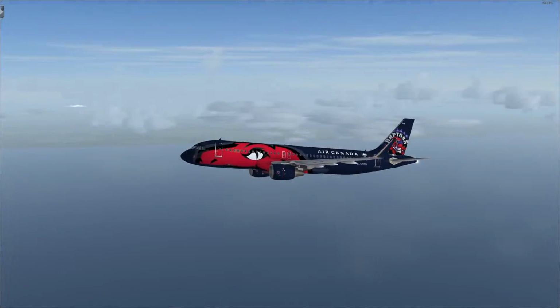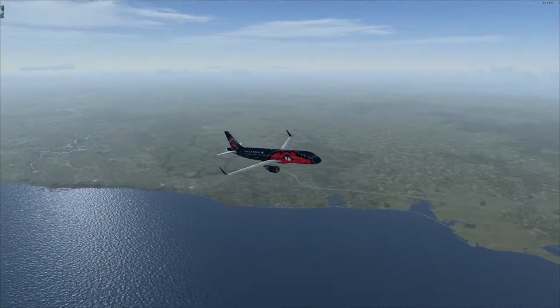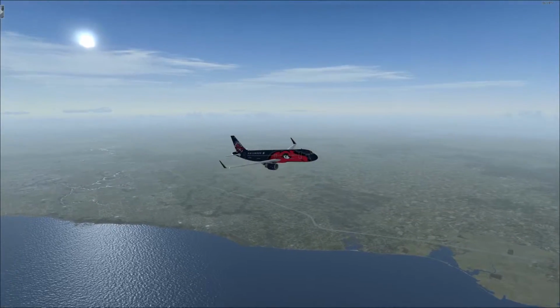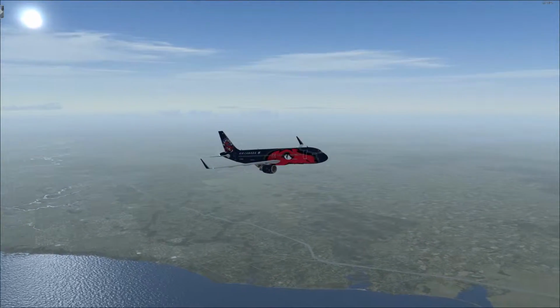We're going to Toronto in our dark jet, the Raptors livery. It's pretty much the only livery I have for an A320 with Air Canada, and I'm digging it, so I'm going to keep flying it for a while.